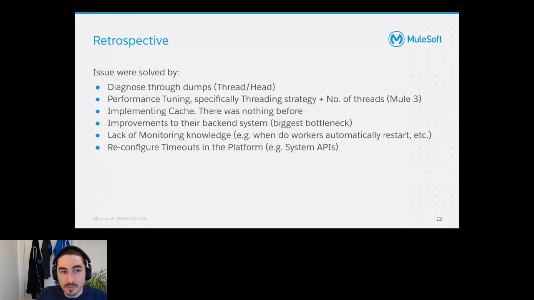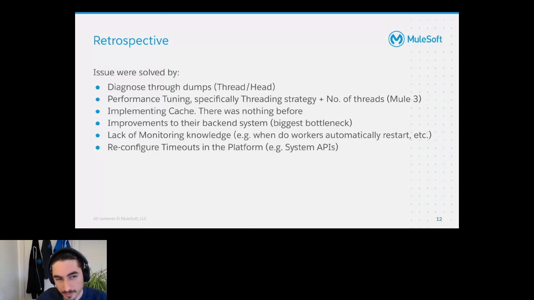What happens here, you implement cache and you can save some time for your backend system, especially if your backend system is one of the bottlenecks. There were also some improvements on the backend system on their end. That was, again, the biggest bottleneck for the response time. There was a lack of monitoring knowledge, things like what happens when a worker restarts automatically, or how you can see the memory, the CPU on a specific time. And lastly, and this one is important as well, a reconfiguration of the timeouts in the platform.